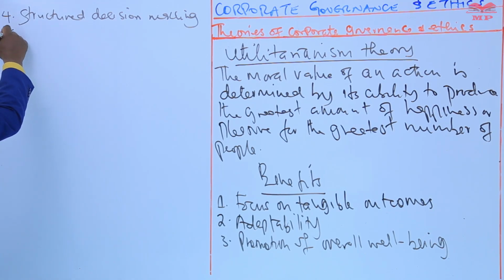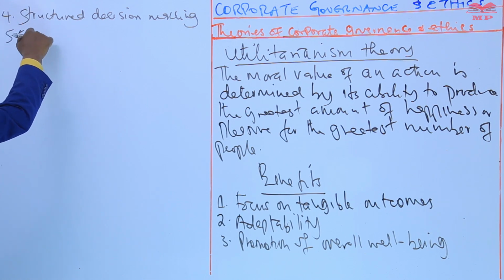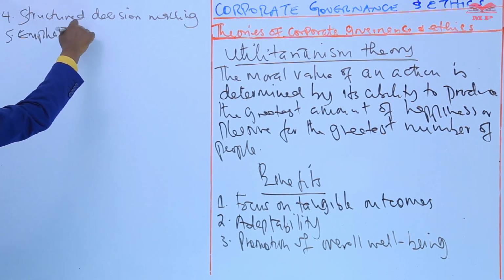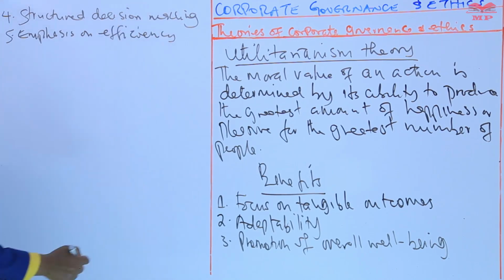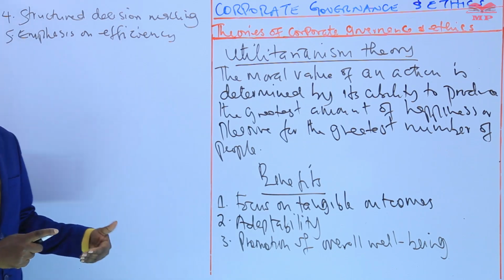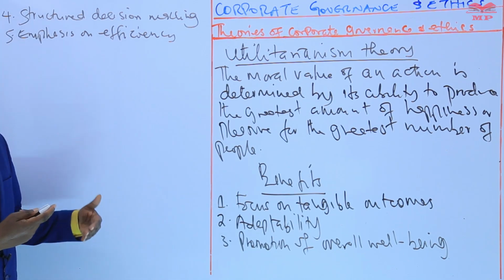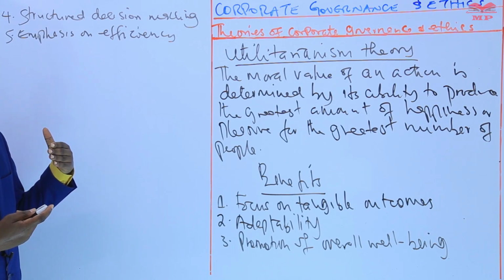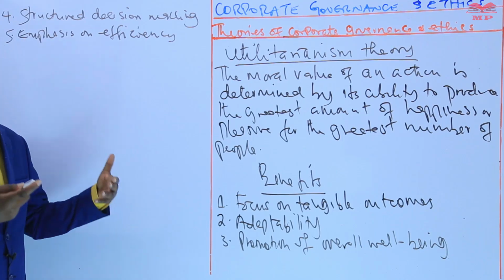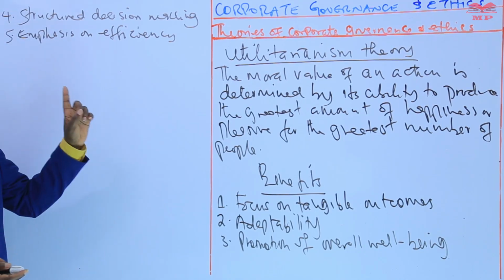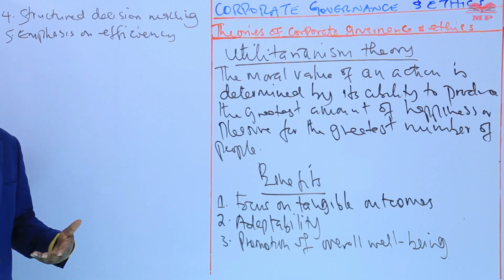Then five, there is also emphasis on efficiency. Emphasis on efficiency is a benefit. Utilitarianism promotes efficiency by seeking to achieve the greatest good with the least amount of resources, and that is efficiency. Efficiency means attaining a great amount of outcomes with the least amount of resources. So this theory, utilitarian theory, promotes efficiency.